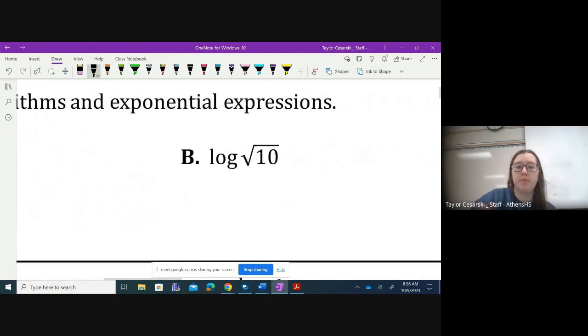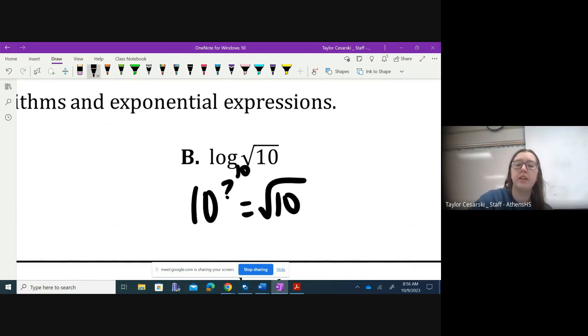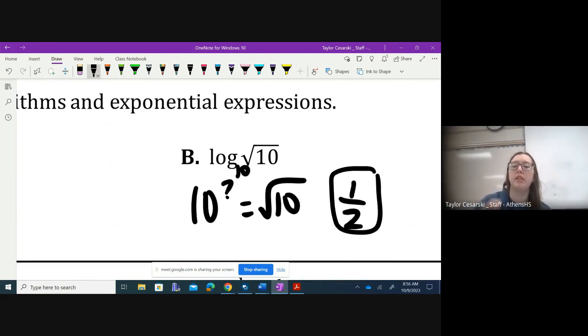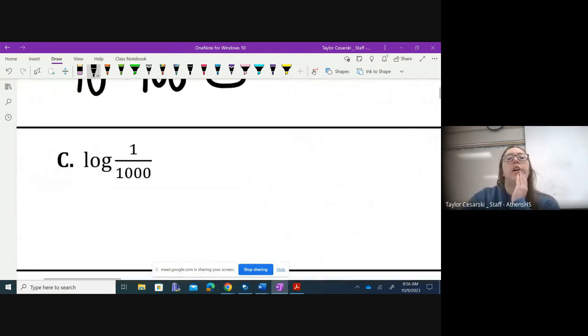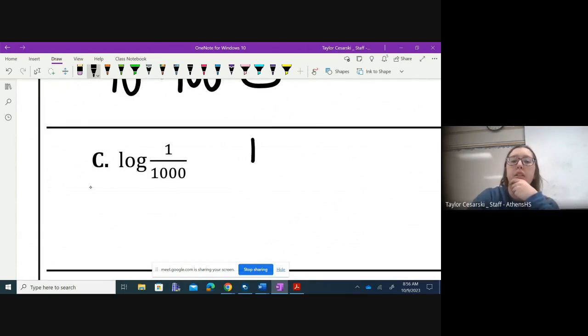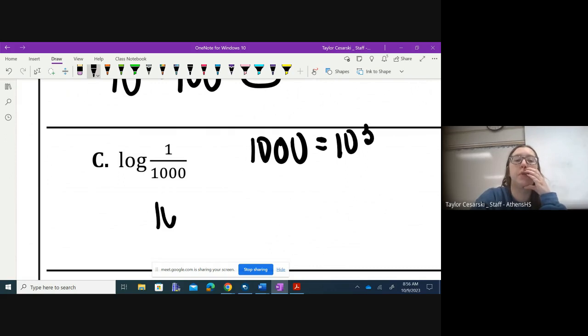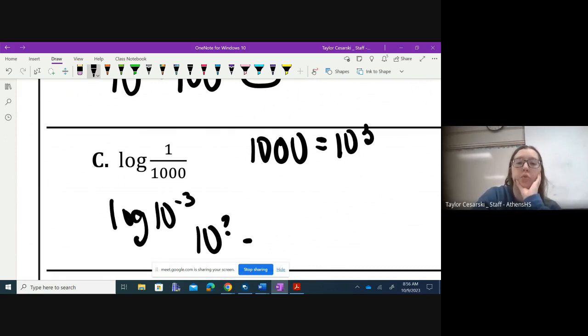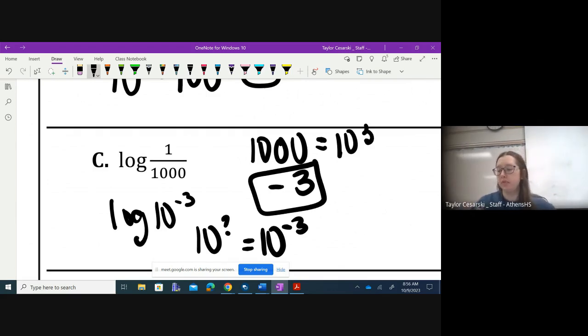Okay, same thing here. We're saying 10, because that's my base, to what power equals square root of 10. Well, what does my exponent have to be for a square root? We've talked about that a lot at this point, that should be 1/2. All right, and then right here, so 1,000 is equal to 10 to the 3rd power. So 1 over 1,000 would be 10 to the -3rd. So we're trying to figure out 10 to what power is equal to 10 to the -3rd. Well, if the bases are the same, I know the exponents have to be the same.